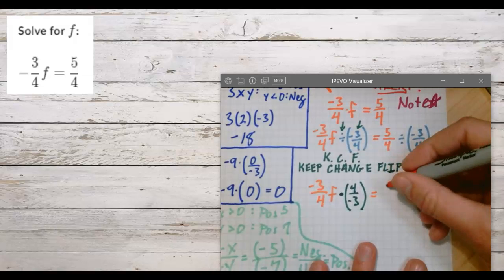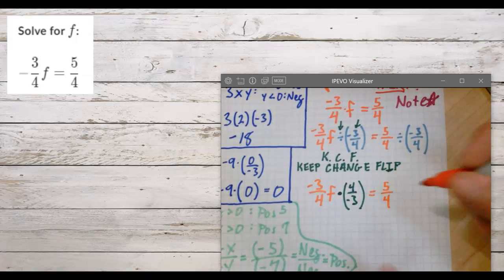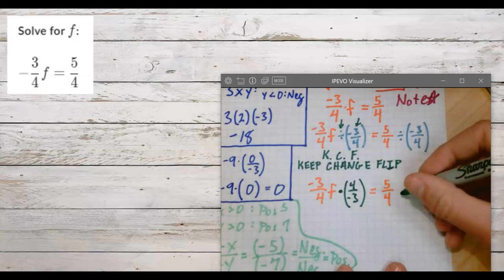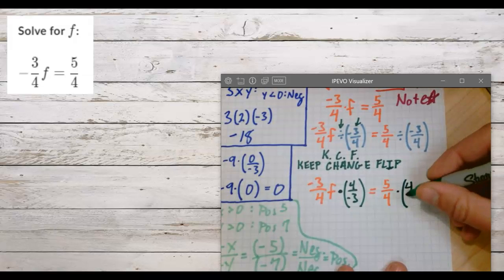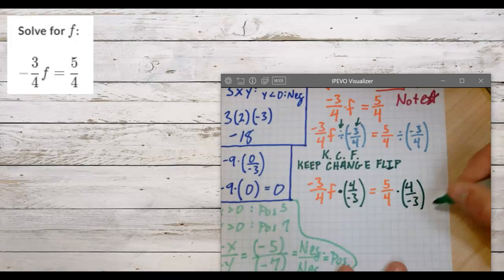And the same thing happens on the right side. 5/4 times, yeah, I can save that. 4 times negative 3.